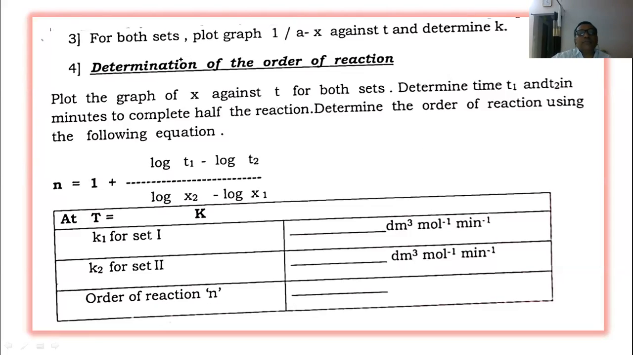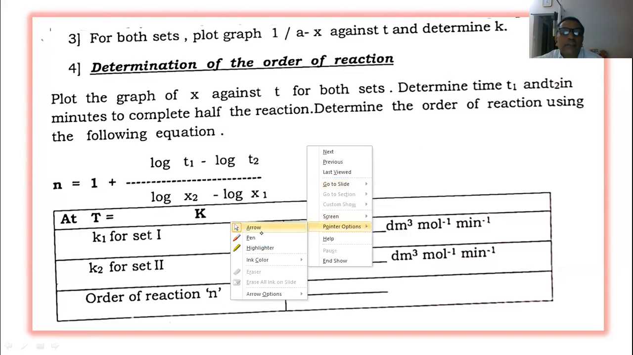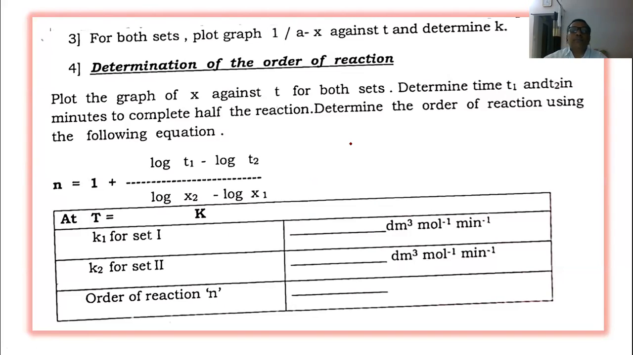The graph, which graph? 1 upon a minus x against t. Onto the y-axis we have to take 1 upon a minus x, and onto the x-axis we have to take time t. So 1 upon a minus x versus the time t, and according to this we can determine the rate constant k. So in this experiment we have to determine the rate constant also by plotting the graph.